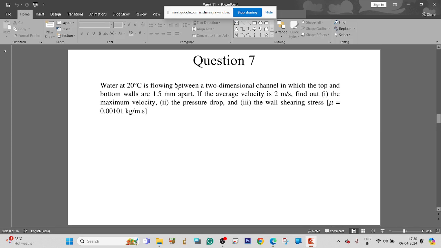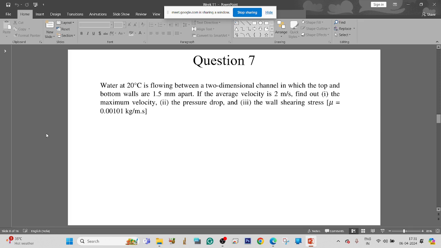Water at 20 degrees Celsius is flowing between two-dimensional channels in which the top and bottom walls are 1.5 millimeter apart. If the average velocity is 2 meter per second, find out the maximum velocity, pressure drop and the wall shearing stress. You have to consider it from the basics: first take the continuity equation and for the fully developed flow, it is said, the fully developed flow. If it's not said, we'll assume fully developed flow.